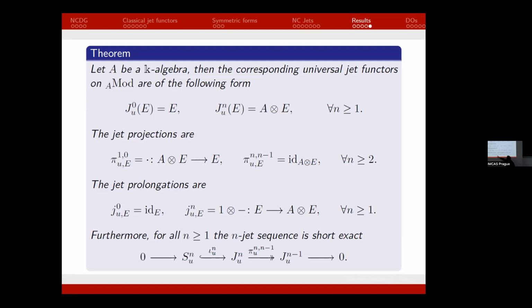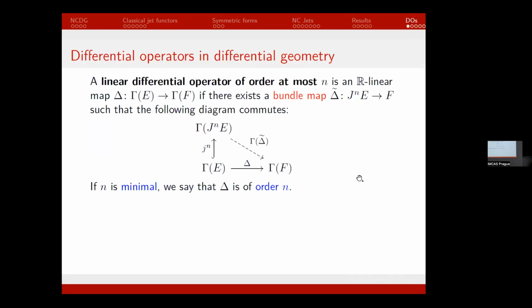And we get that they fit in the jet short exact sequence. So the 0 jet is E, and the n jet is in general A tensor E. The nth prolongation is 1, applying the tensoring by 1 on the left. And the projection is just the product action. So A tensor E goes into E. Okay. And we'll use this structure to compute differential operators, which I'm now going to define.